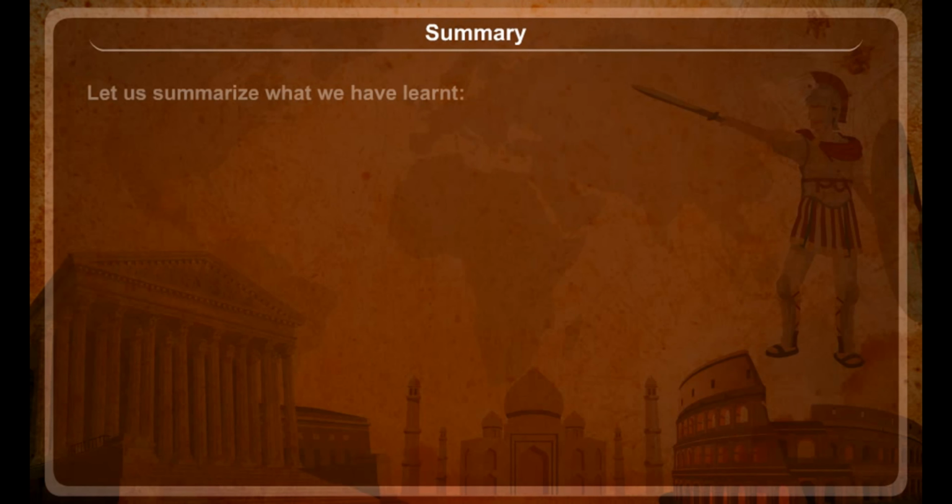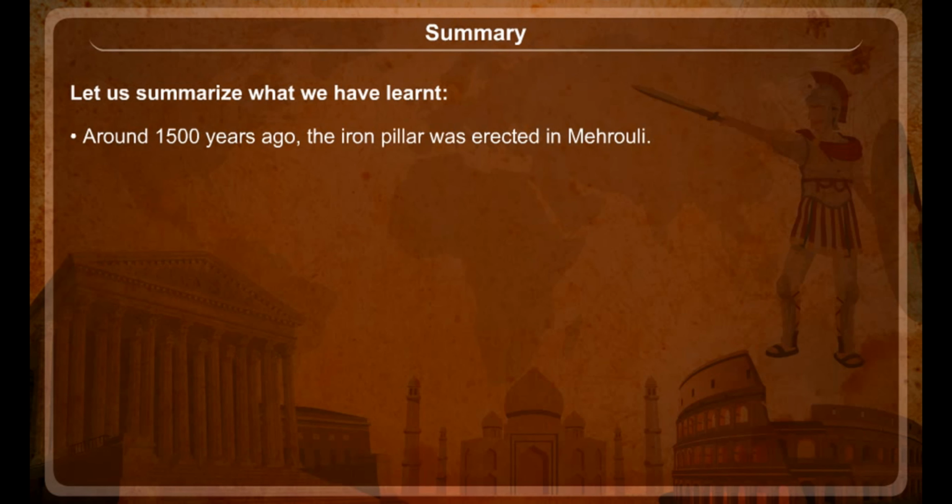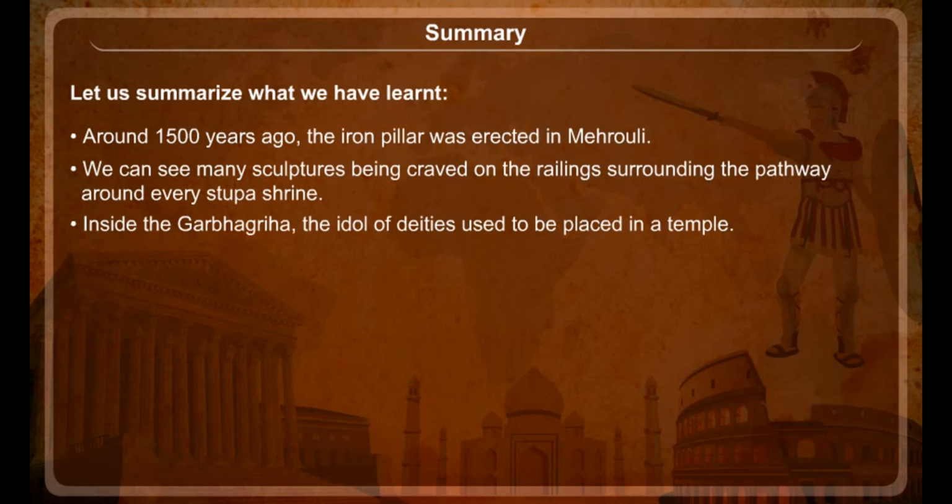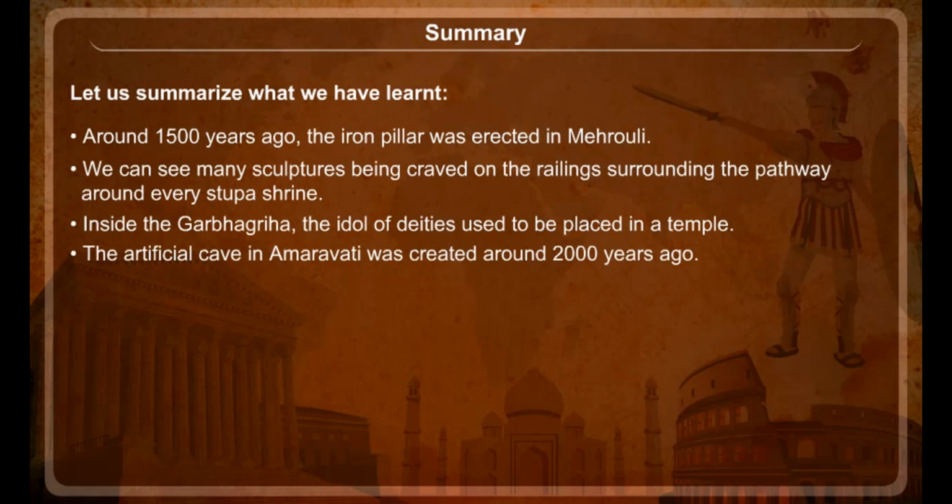Summary. Let us summarize what we have learned. Around 1500 years ago, the iron pillar was erected in Mehrauli. We can see many sculptures carved on the railings surrounding the pathway around every stupa shrine. Inside the Garbhagriha, the idol of the deity used to be placed in a temple. The artificial cave in Amravati was created around 2000 years ago.